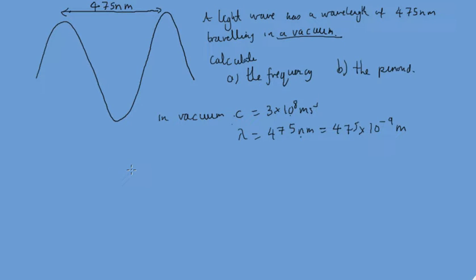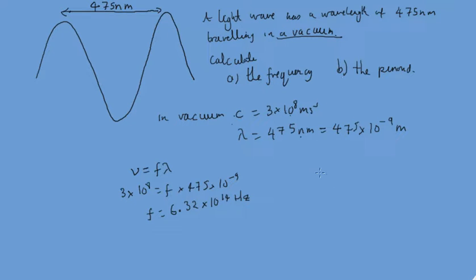So we can use our wave equation. Velocity is frequency times lambda. The velocity is 3 times 10 to the power of 8. The frequency is what we want, and lambda is 475 times 10 to the minus 9. Rearranging that, we will get the frequency to be 6.32 times 10 to the 14 hertz.